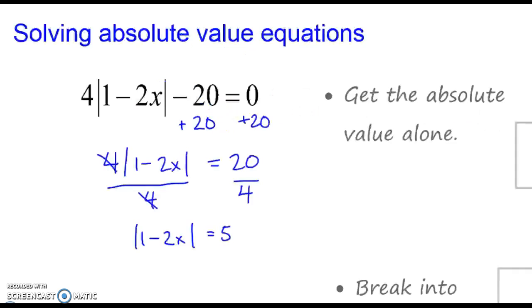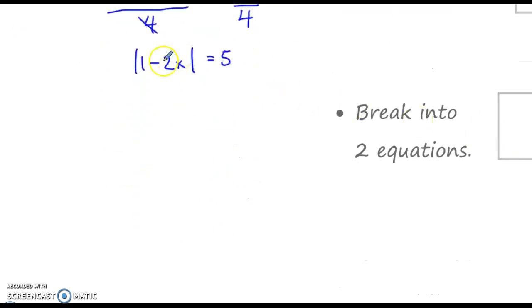Well, now let's go back here and apply that same logic to this problem. That would mean that this thing inside the absolute value is either a 5 or a negative 5. So we write two equations, one where 1 minus 2x is equal to 5, and one where 1 minus 2x is equal to negative 5. And now we have two linear equations to solve.